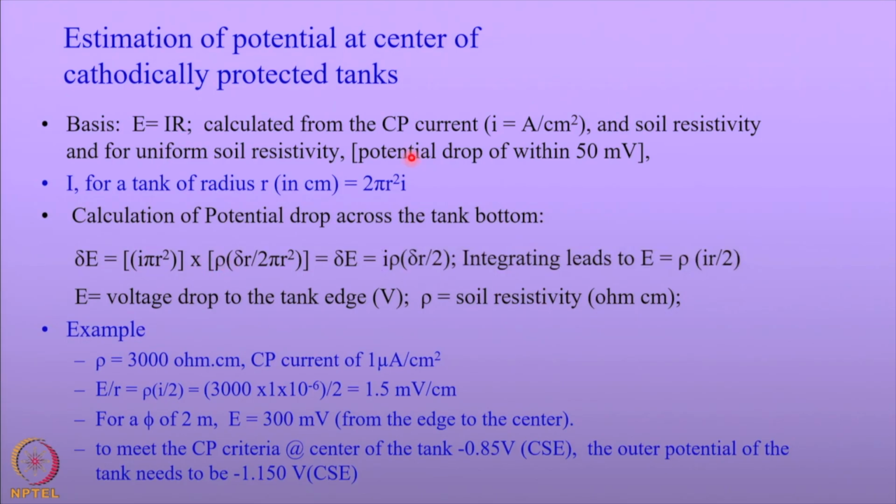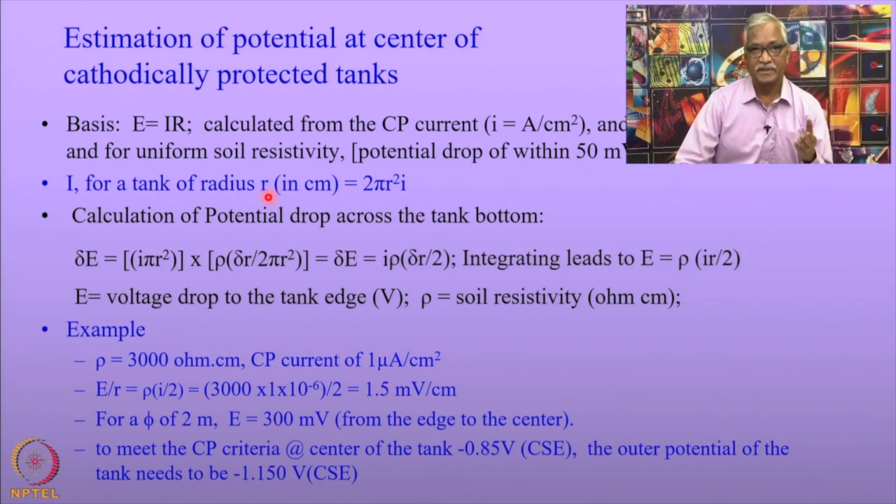Now, we have seen earlier that the current density required for protecting the structures can be either calculated or measured. So, the current density required for cathodic protection is known, the soil resistivity is known, and we also assume that the soil is of uniform chemistry, so the soil resistivity across the bottom of the tank is quite uniform. In fact, when we lay down or commission the tanks, we normally spread high resistivity soil such as sand.